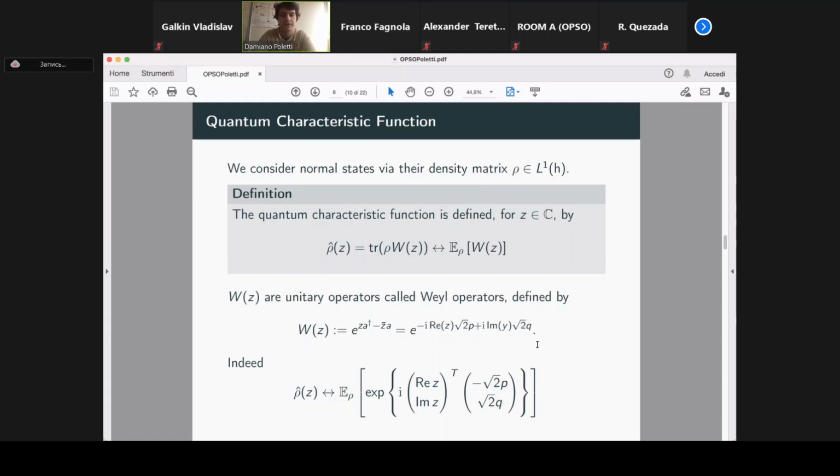the expectation of this quantity, which is actually a classical characteristic function of a random vector, where the random variables here are minus square root of 2 p and square root of 2 q.